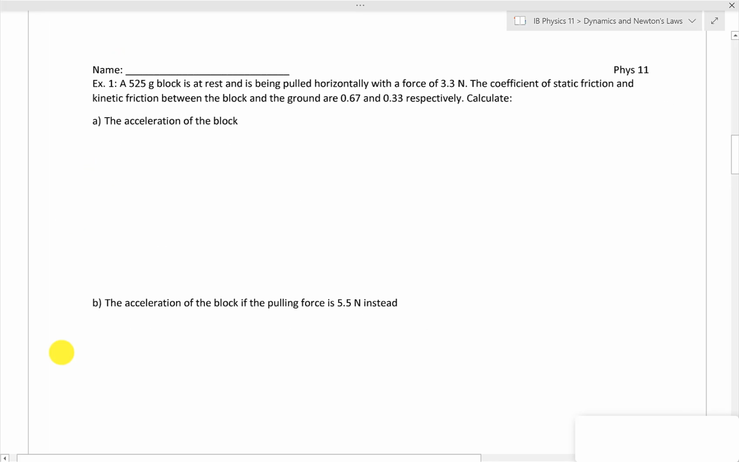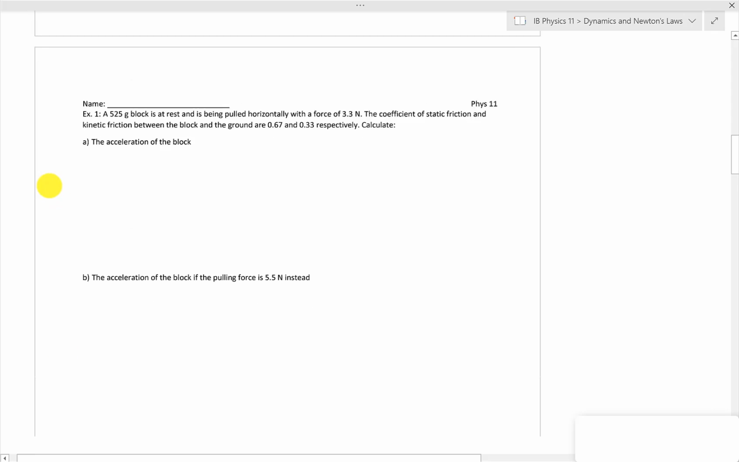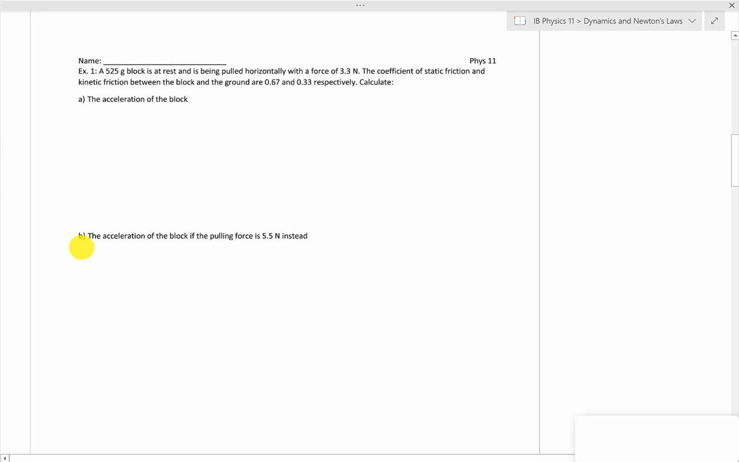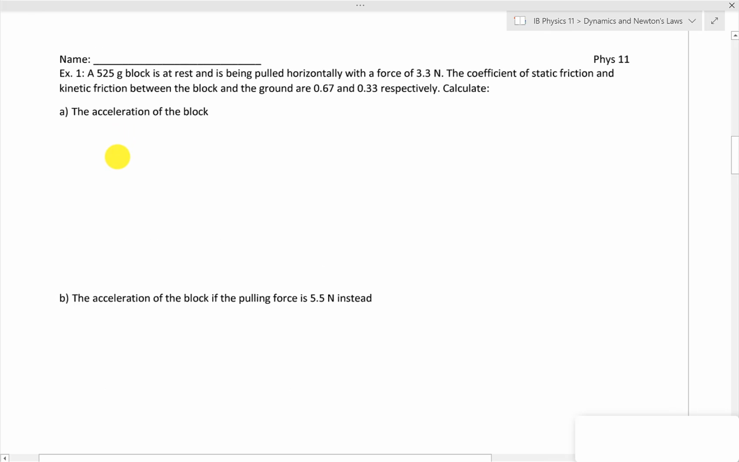Alright, so let's start with example 1. Remember, I start an example and then finish it, and you do one yourself, okay? In this one, I will do both A and B for example 1, and you will do example 2. For example 1, you have a 525 gram block. This is in grams. Don't forget to put it in kilograms.